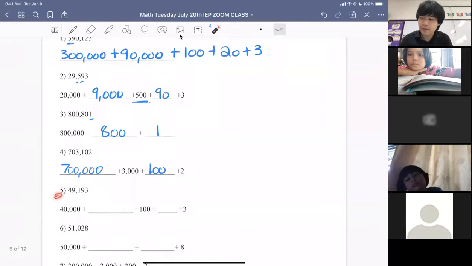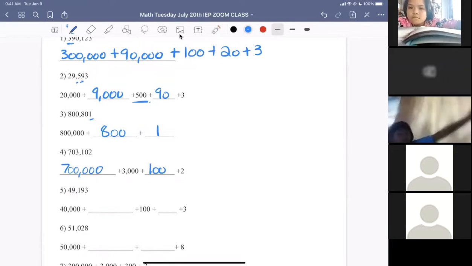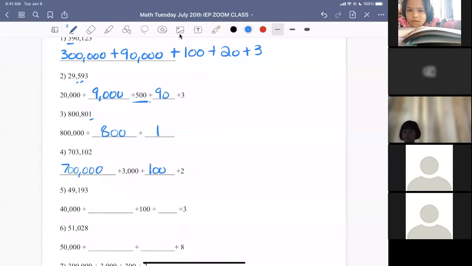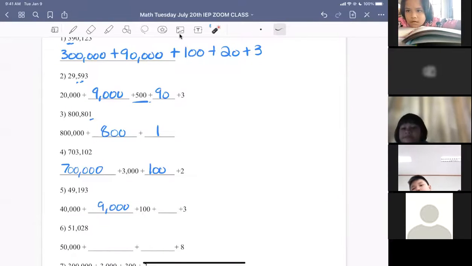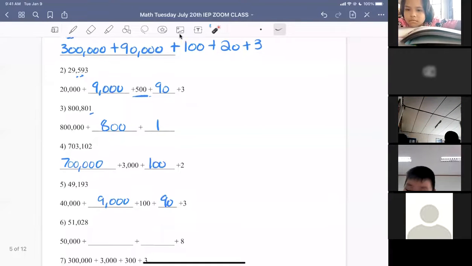Number 5. We have 49,193. This 4 is 40,000. What's the next number? This 9. What is this 9? 9,000. Very good. Plus 100 plus, what is this 9 again? 90. Very good. Awesome. We keep going down.